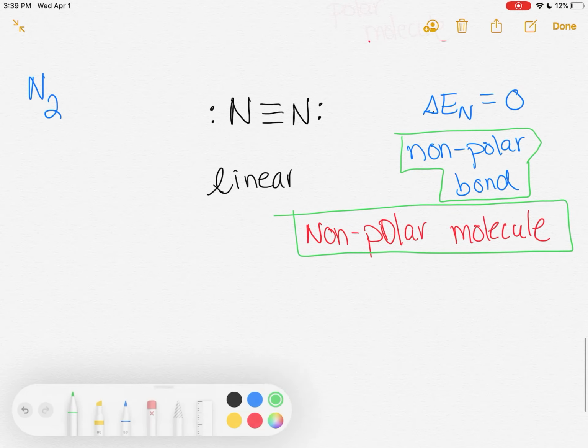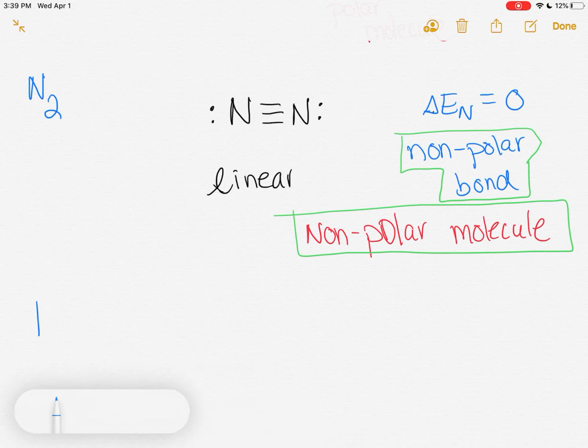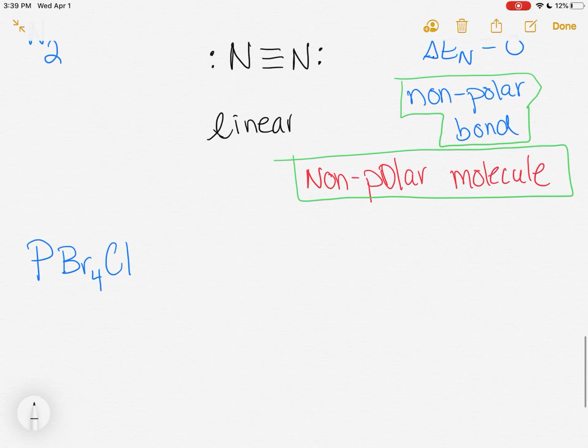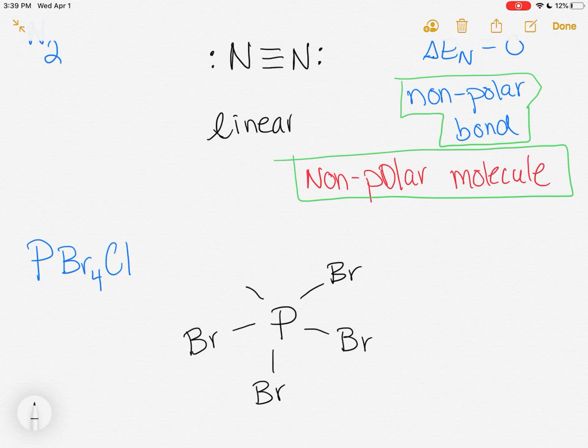Okay, now the next example that we're going to do has a phosphorus with 4 bromines and a chlorine on it. So when we draw the Lewis diagram for this, phosphorus is going to be in the middle. There are 4 bromines and a chlorine around this phosphorus. And each of them has their 6 outer electrons.